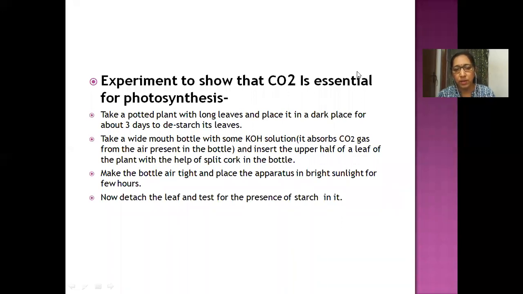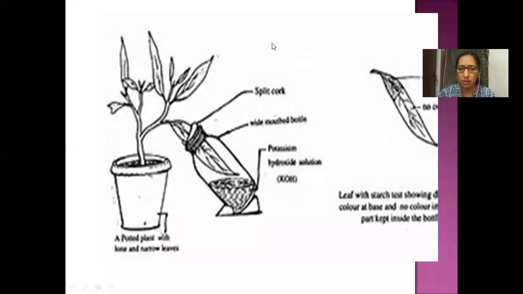Now, detach the leaf and test for the presence of starch in it. Here is the diagrammatic representation for the experiment. You can see the bottle there, it is fixed with the slitted rubber cork, and the leaf is inserted into the slitted cork. The KOH solution is there to absorb the carbon dioxide which is present in the bottle.